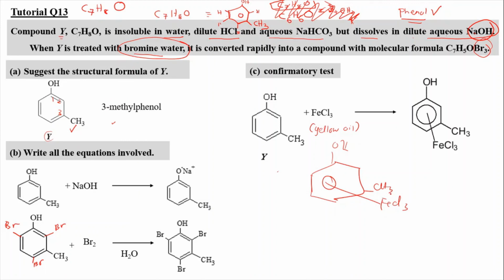Alright, so you're going to draw the structure again, make a pi bond, which is the localization of electron, and the FeCl3 is going to be placed in the middle. So from yellow oil, it's going to change into a purple complex.